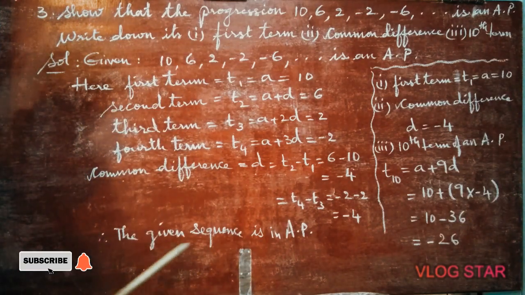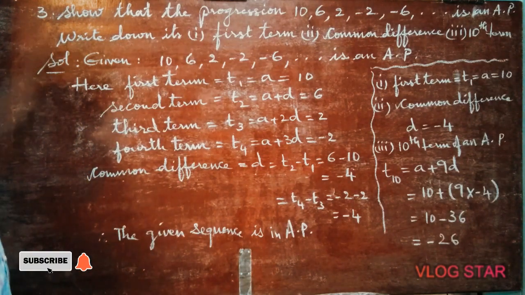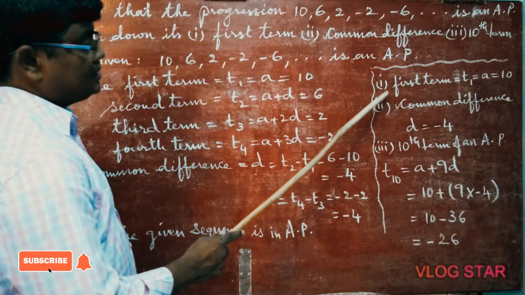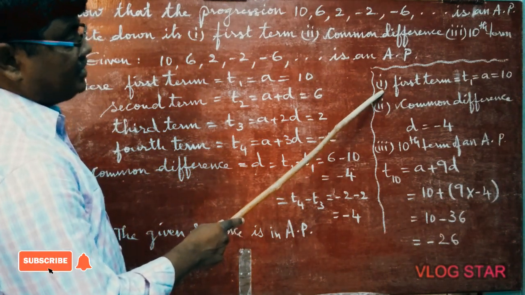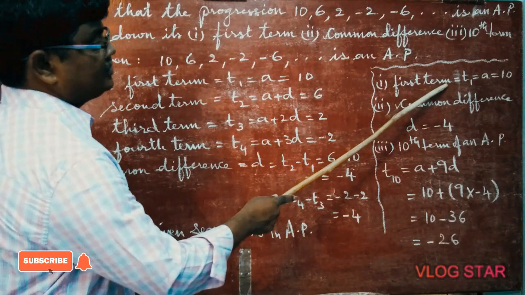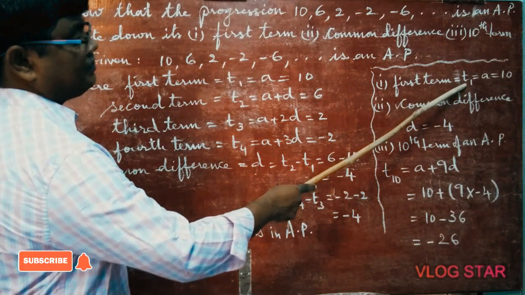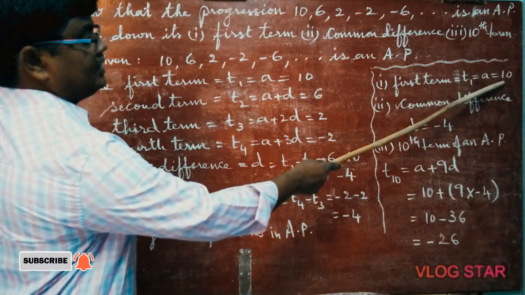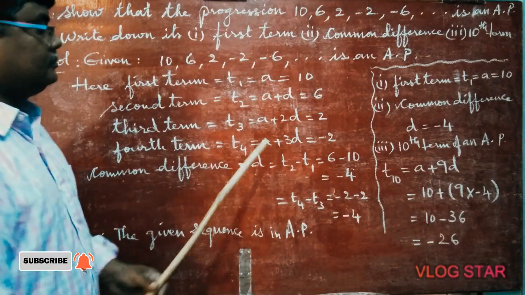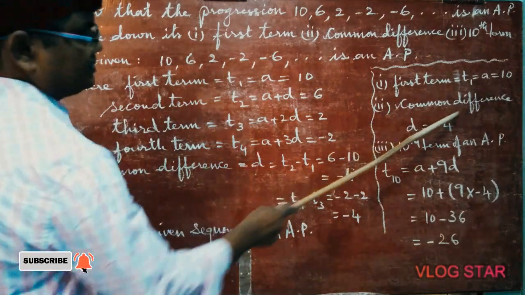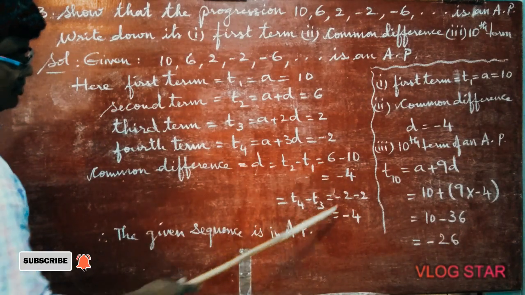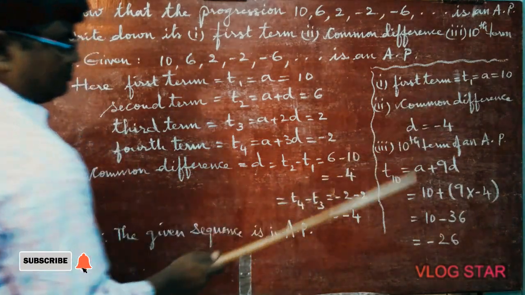Is in AP means yes, they are in AP. Now, the first bit they told to find is the first term. What is the first term of an AP? We represent it as T1, that is equal to 10, because it is the first term. Common difference: through the formula we have found the same, we got minus 4.